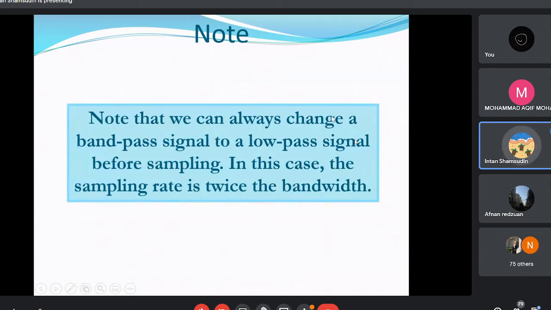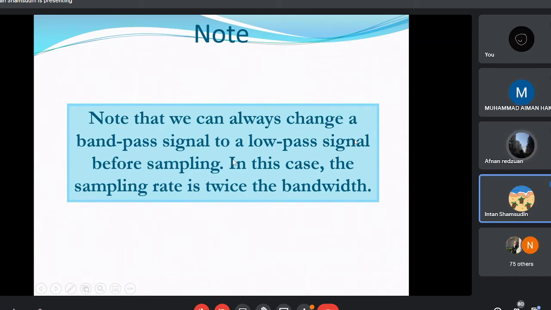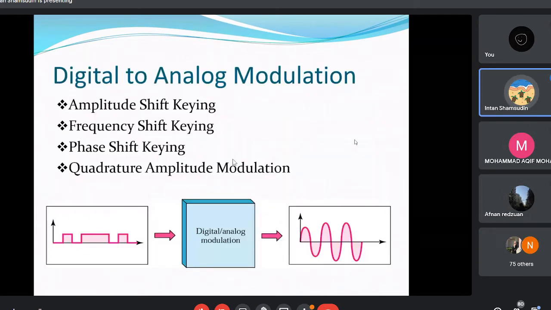So note that we can always change a band pass signal to a low pass signal before sampling. Okay. In this case, the sampling rate is twice the bandwidth. Alright, so this is analog transmission. Okay.